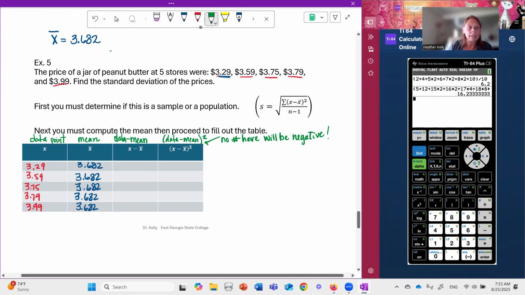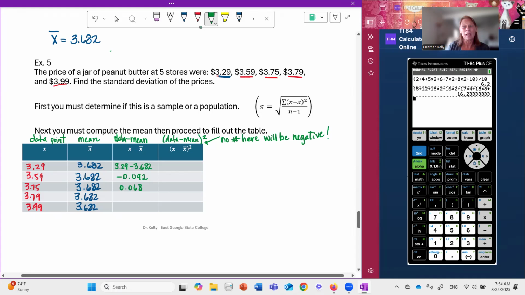Now the next row here is the data minus the mean. So this is going to be 3.29 minus 3.682. We're going to figure out that number, and we'll go along here. If we do that math, we're going to get negative 0.392. When we do that math here, we get negative 0.092, then 0.068. Please be very careful here.